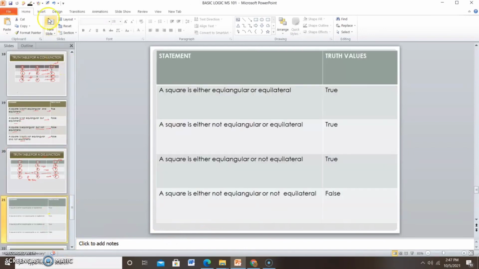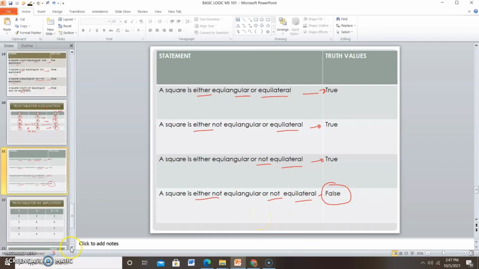Then, example statements. A square is either equiangular or equilateral. That is a true statement. A square is either not equiangular or equilateral. That is true. A square is either equiangular or not equilateral. That is true in disjunction. A square is either not equiangular or not equilateral. That is false.